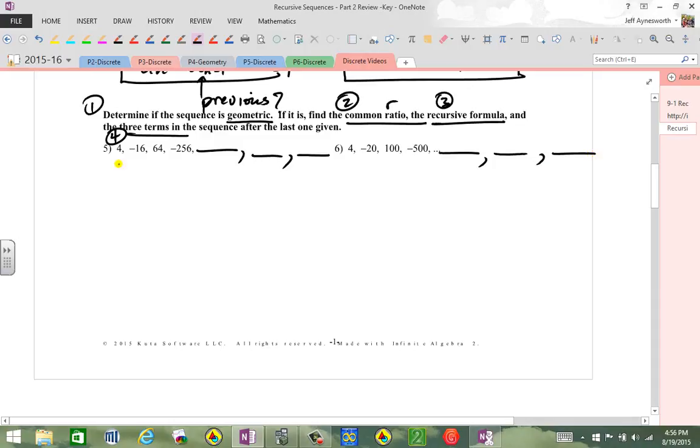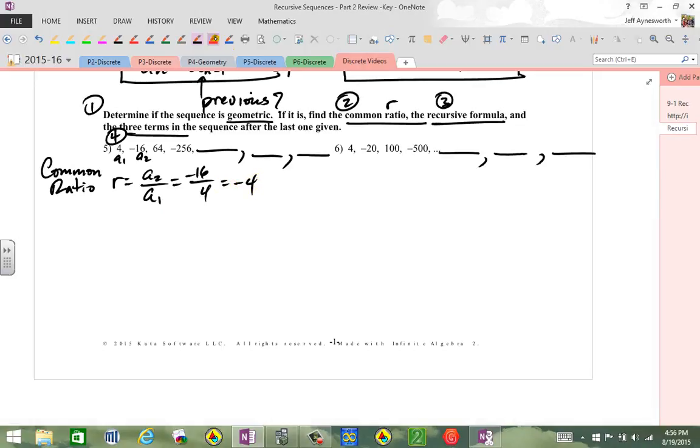Now to get the common ratio, we always take the second term and divide it by the first term. So r is a sub 2 divided by a sub 1, and that equals negative 16 divided by 4, which is negative 4. So I'm saying that you got to take 4 times negative 4 to get to the next one. You got to multiply by negative 4.